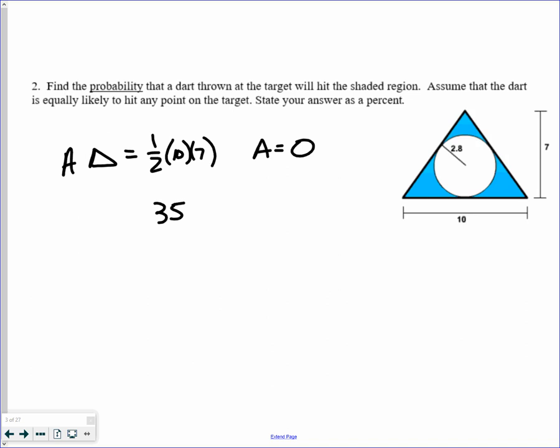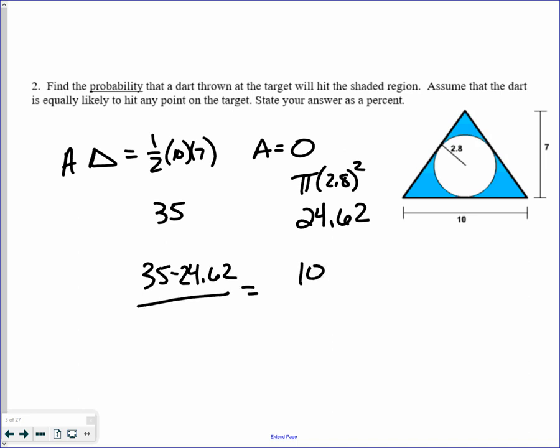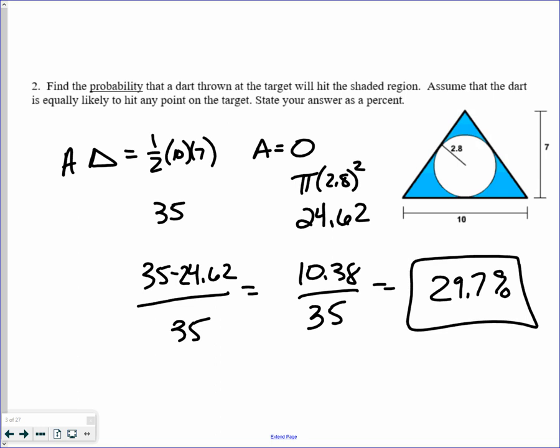Area of the circle is pi r squared. Now the shaded region, you would have to take 35 minus 24.62. So the shaded region is 10.38 divided by the entire triangle for a grand total of 29.7%. So you needed the area of the triangle, the area of the circle, find the area of the shaded region divided by the total area.